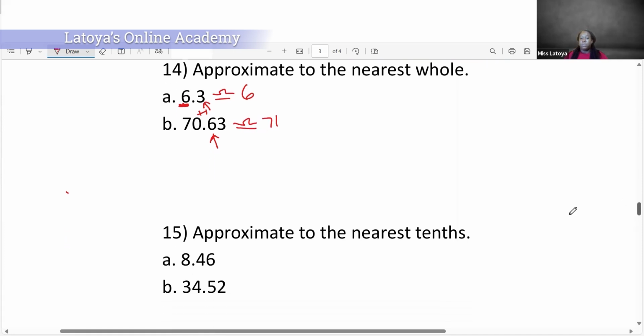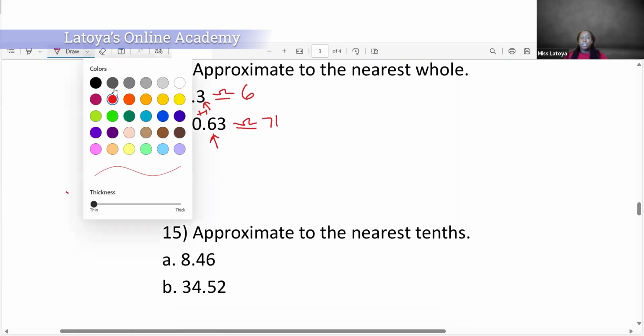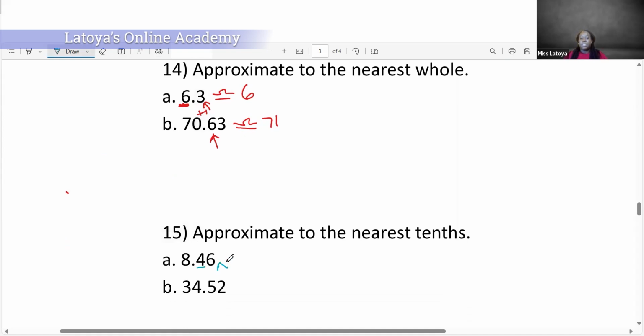Here we are rounding off to the nearest tenths. Underline the tenths digit. Look at the digit on the right to see if it is less than 5 or 5 and greater. Here it's 5 and greater, so we add 1 to the tenths. So to the nearest tenths is going to be 8.5.